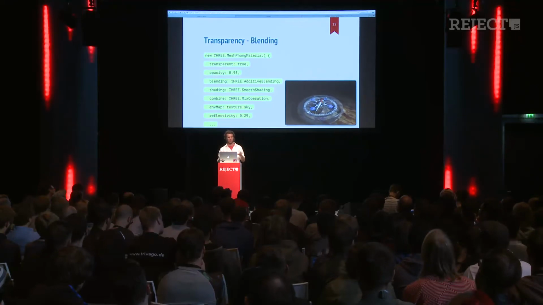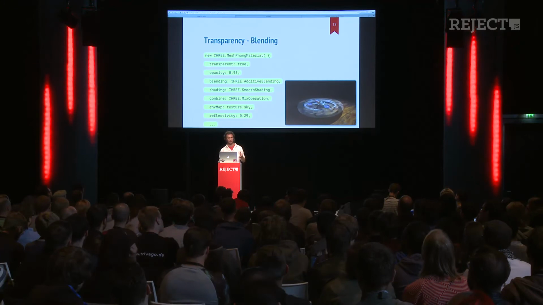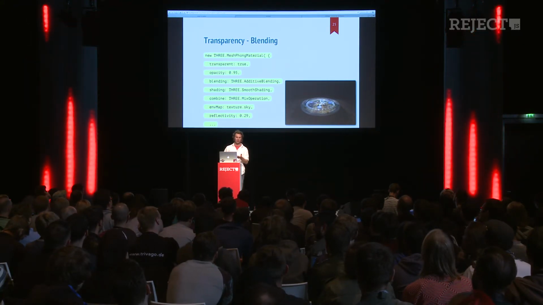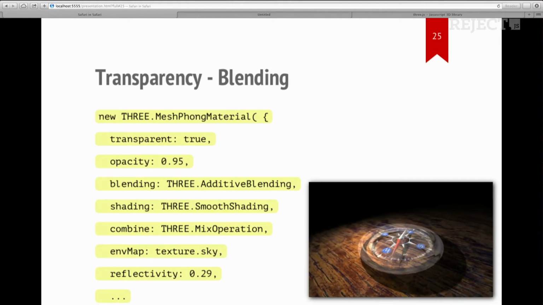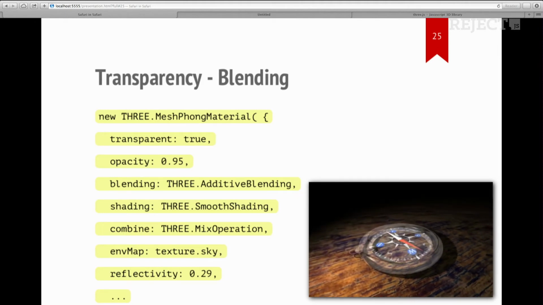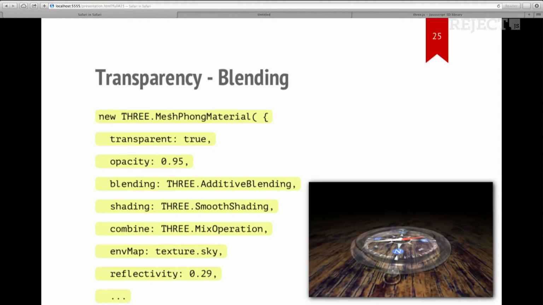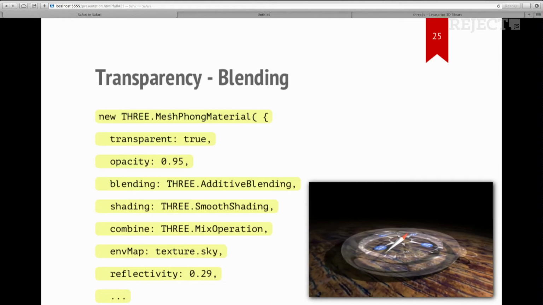So the last bit of the puzzle is how do you make something that's glass-like? Here the difficulty is that you have an object that has to have some transparency, basically. So far, everything we've been rendering has been completely opaque. So if one object is in front of another object, you can't see behind it. THREE.js lets you, again, still with a mesh Phong material, say that, yes, it's going to be transparent. How transparent is it going to be?